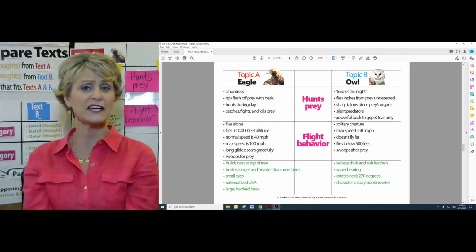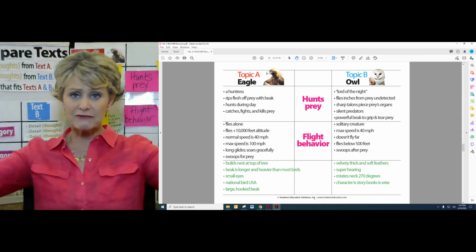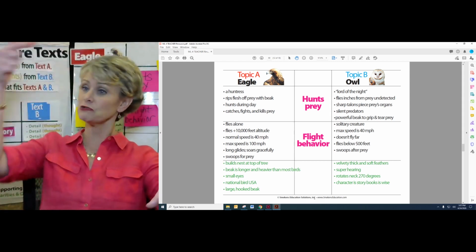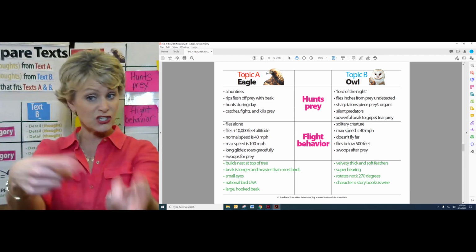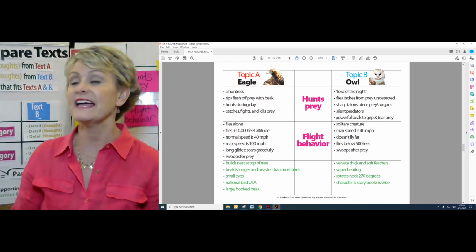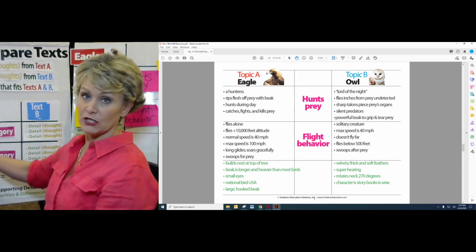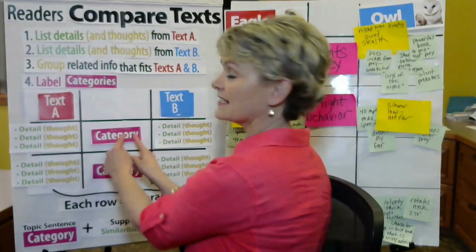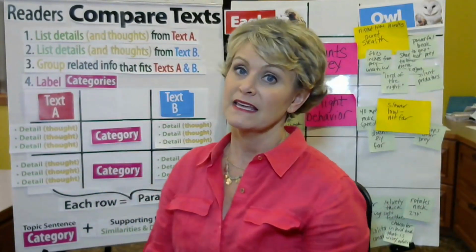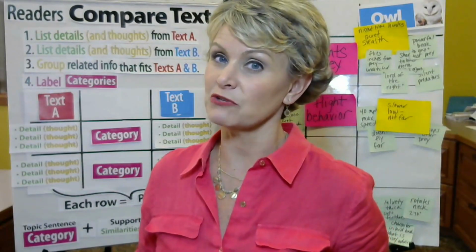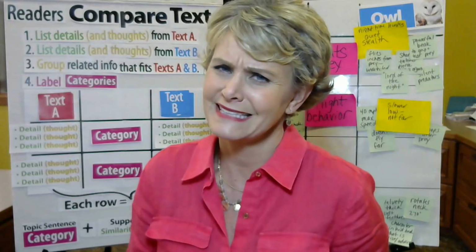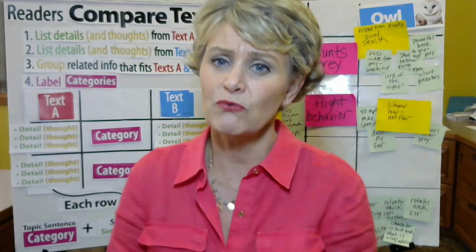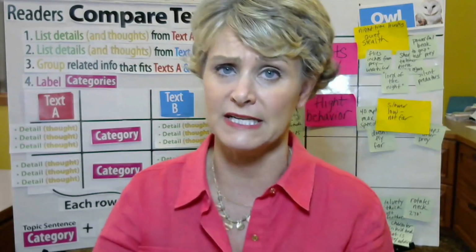If this is all I knew about eagles and owls, I would have 2 body paragraphs. I need an intro, a conclusion, and I got 2 body paragraphs. That's it. Unless you can find another category that has multiple details and represents both. Okay, it doesn't fit with what we're used to. We're used to everything has a home. Everything has an answer. No. That's not normal, okay? So we came up with 2 really good categories here.